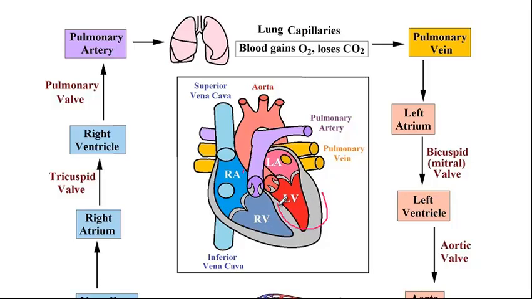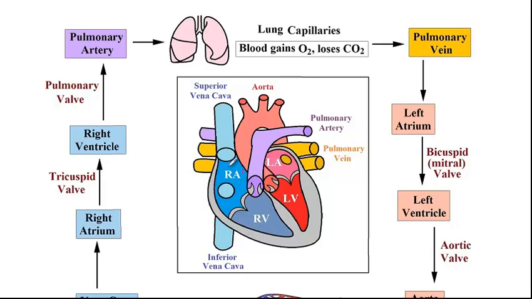Left ventricle is much more muscular than right ventricle because the function of left ventricle is to pump blood into the systemic circulation. And then the right ventricle, its function is to pump blood into the pulmonary circulation, which is basically the lungs.